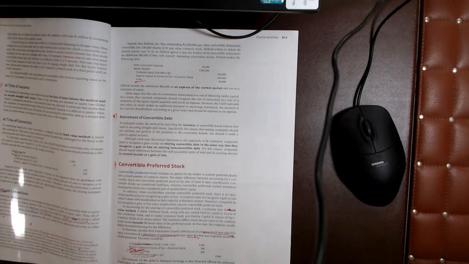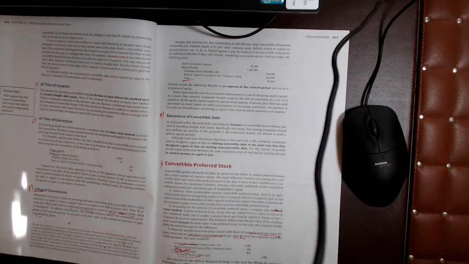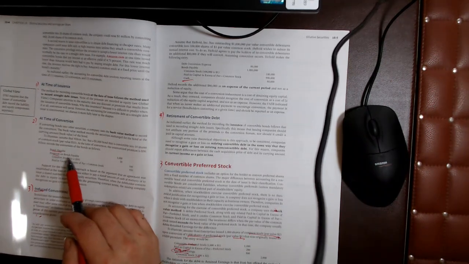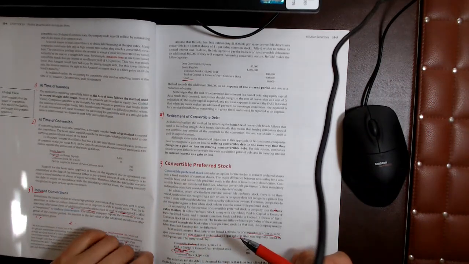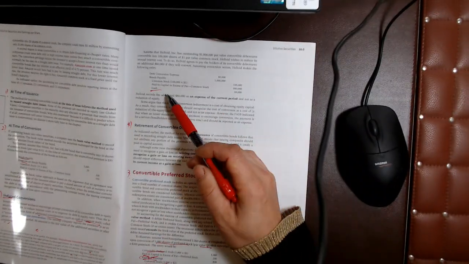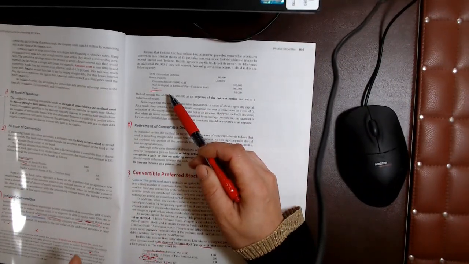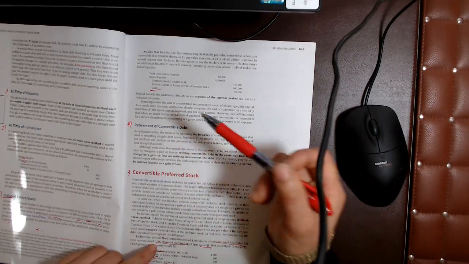Like on page 4: at the time of issuing, at the time of conversion, and induced conversion. So like this one, convertible bonds. When we convert, debit bonds payable, this is a premium case so debit unamortized premium, and then credit common stock and paid-in capital in excess of par common stock. If we have induced conversions, generally induced means you pay extra. So here the business has to pay more, like a credit to cash.